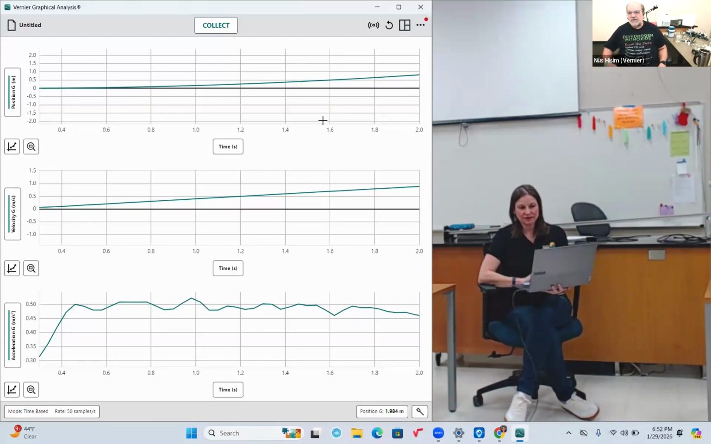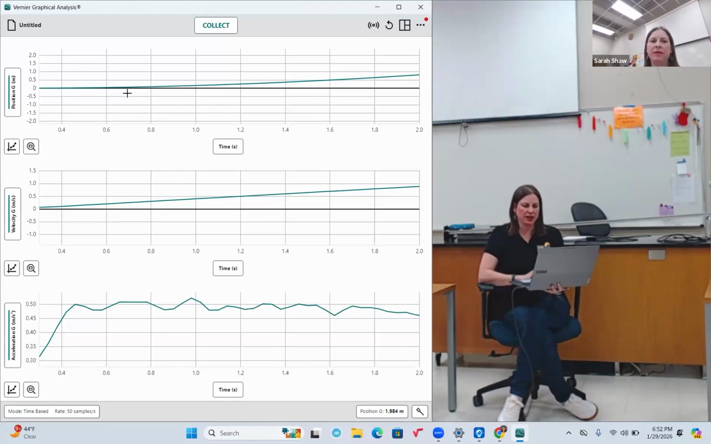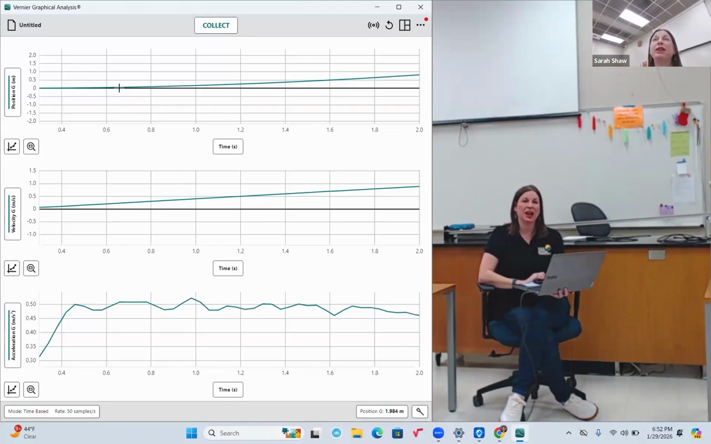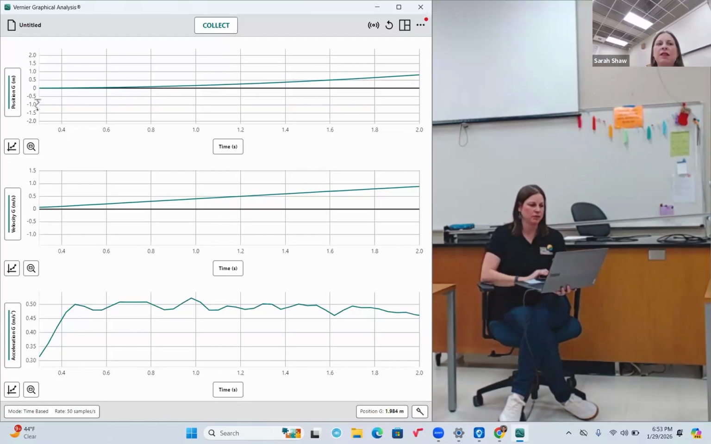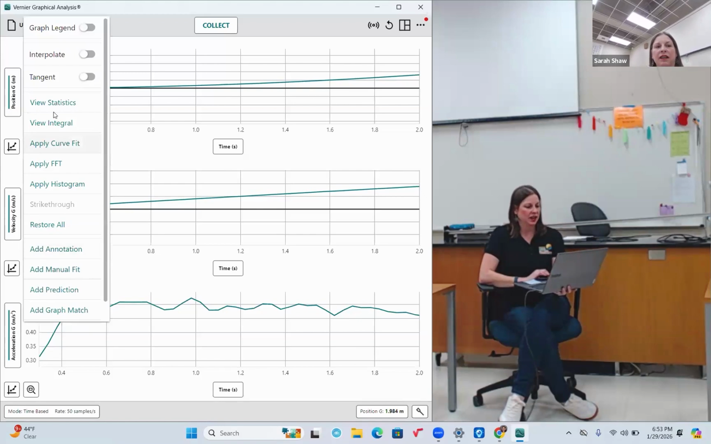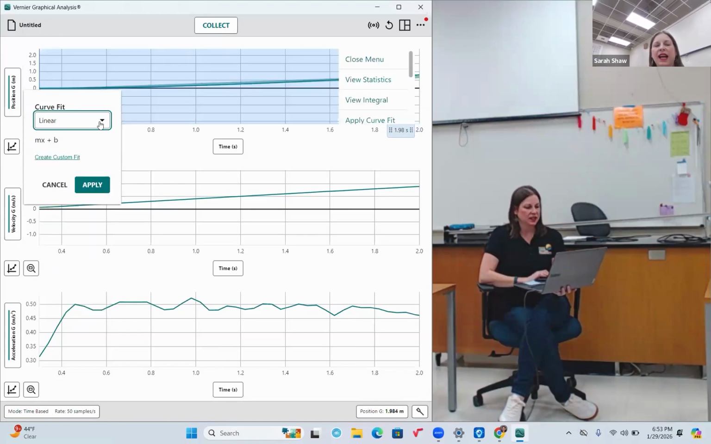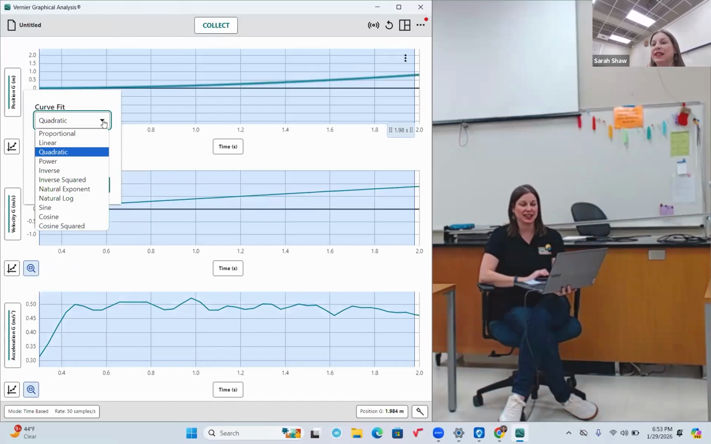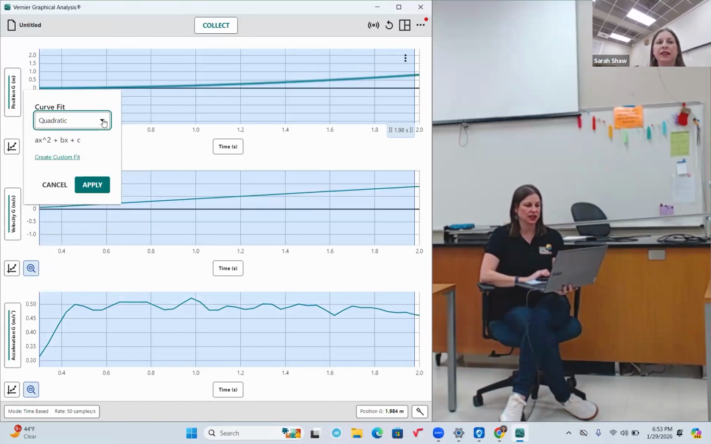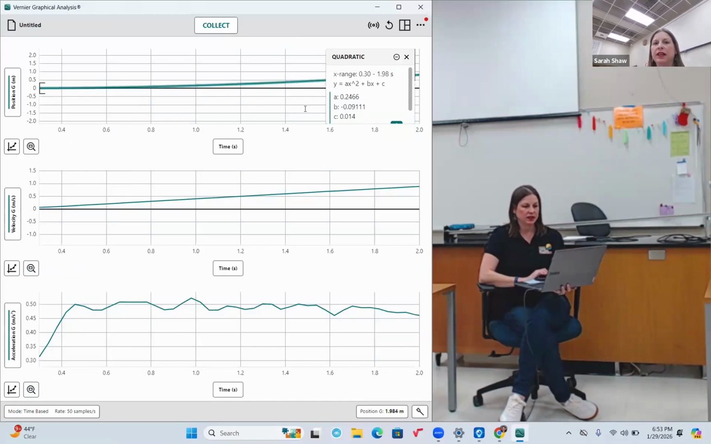While you're talking about that, let me mention I don't have my students do this at my level, but at other levels of physics, I have. You can have the students come up here and add a curve fit. They have to figure out, okay, is it linear? Is it quadratic? And they can analyze each of those curves. Let's see, that one should be quadratic. And there it is.